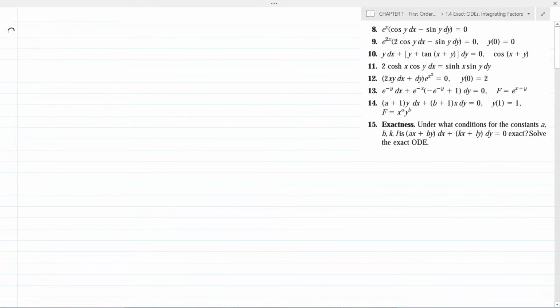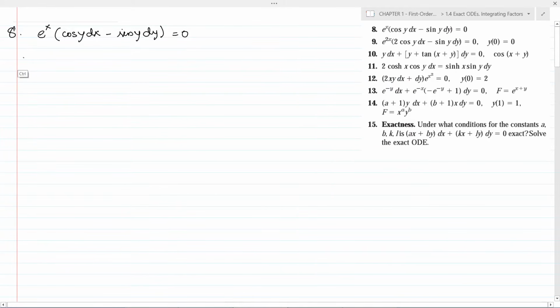Question 8. e to the power x whole into cos y dx minus sin y dy equal to 0.